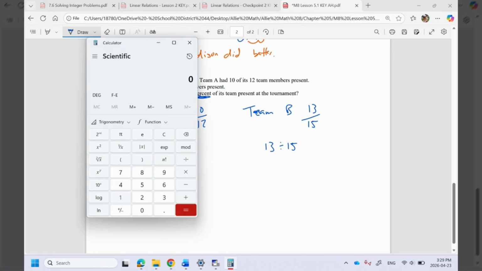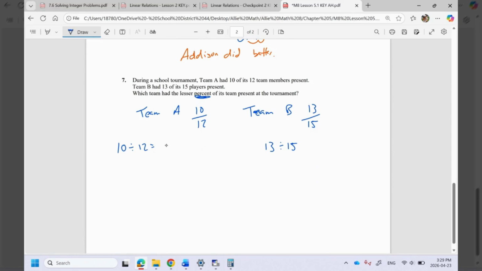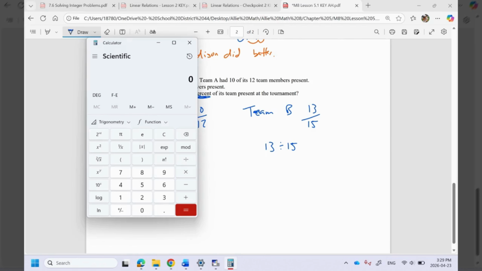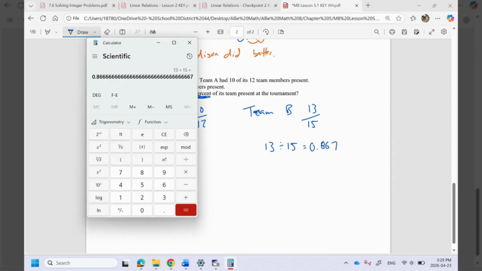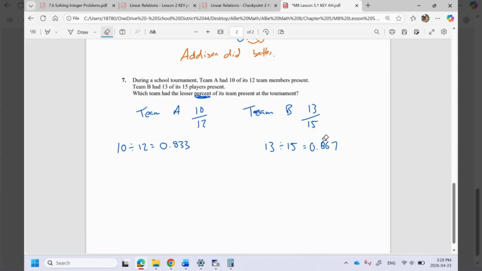10 divided by 12 equals 0.833, let's call it. And 13 divided by 15 equals, oh, sorry, 0.867. Yeah, let's round it up. And so even from here, you can kind of compare, but we're going to times both of these by 100 to get the percentage.